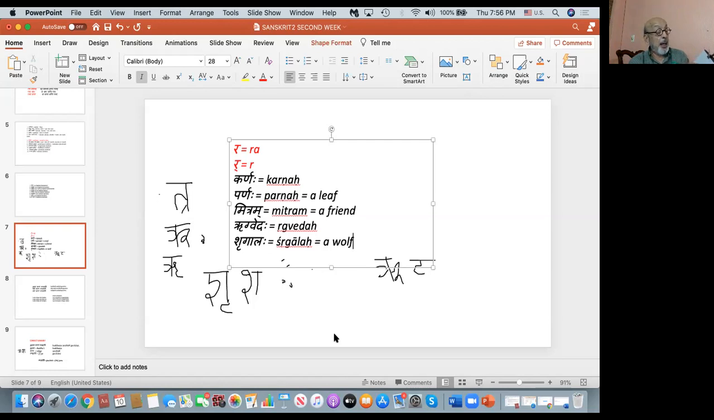S, R, but this one is S, R, I. Can you see my writing right here? Did you see the transliteration is different?